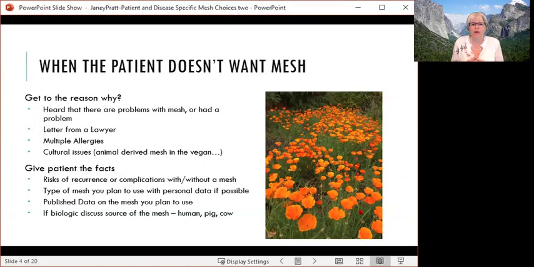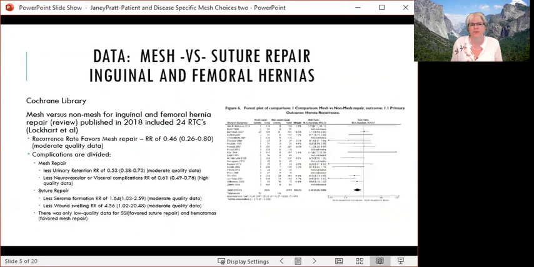And then you want to talk to the patient about the facts. So you want to give them the risk of recurrence and complications with and without a mesh, and show them what their risk and benefit is going to be if they choose not to have a mesh. You want to talk about the type of mesh you plan to use and your personal experience with it, if you have any, your personal data, or published data on that particular mesh if you can look that up. And then finally, if it's a biologic, you want to discuss the source of the mesh, human, pig, cow, and make sure that the patient is okay with that.